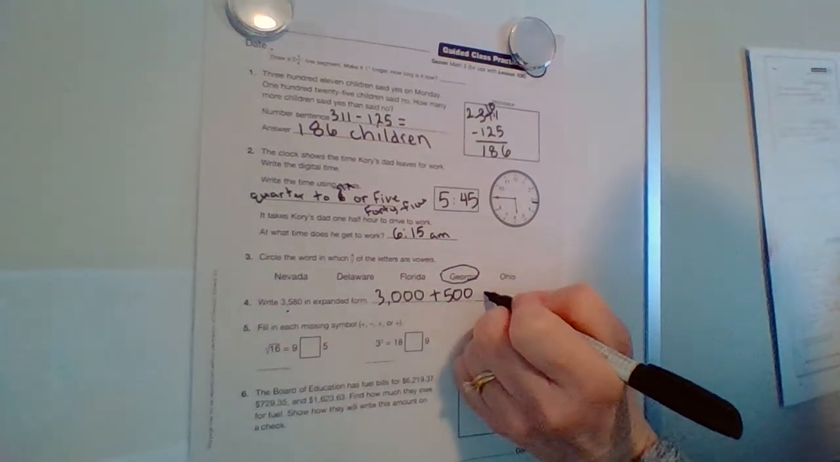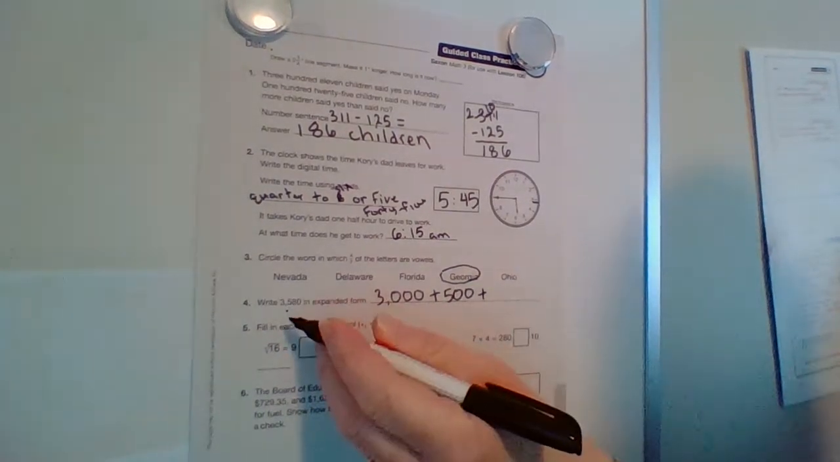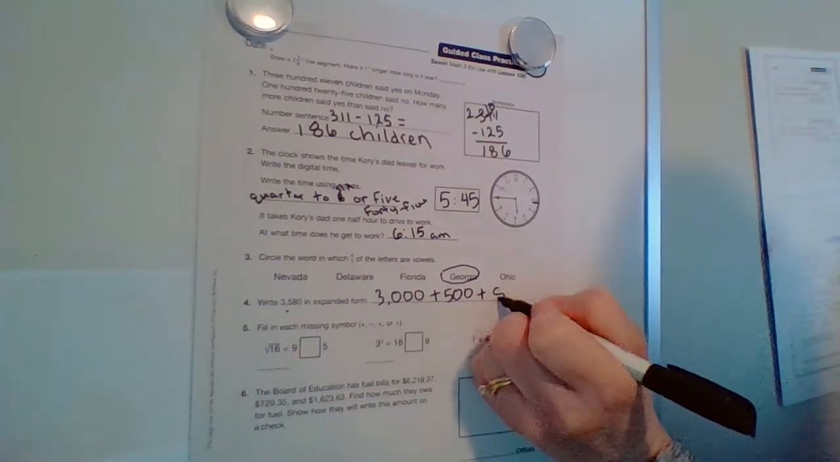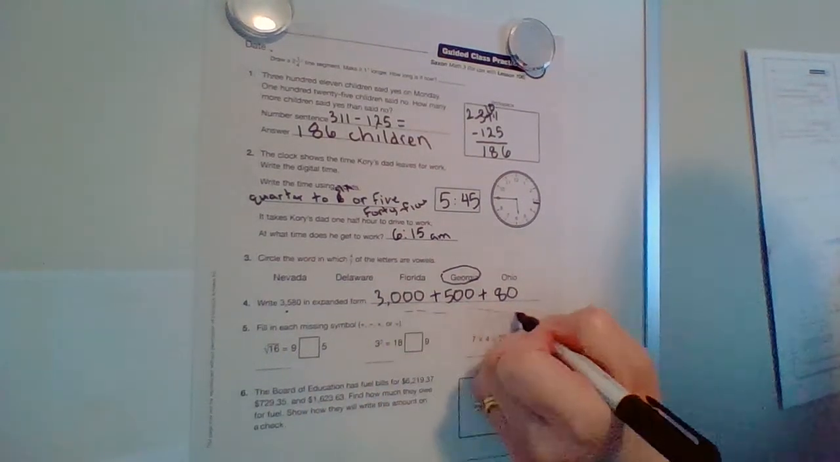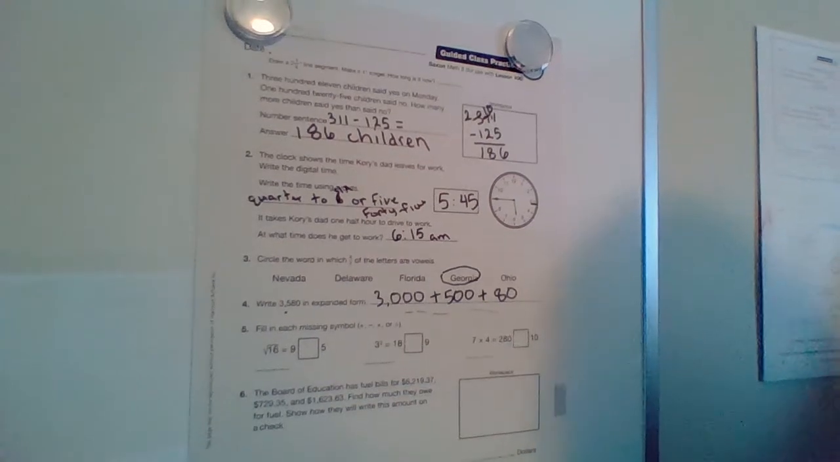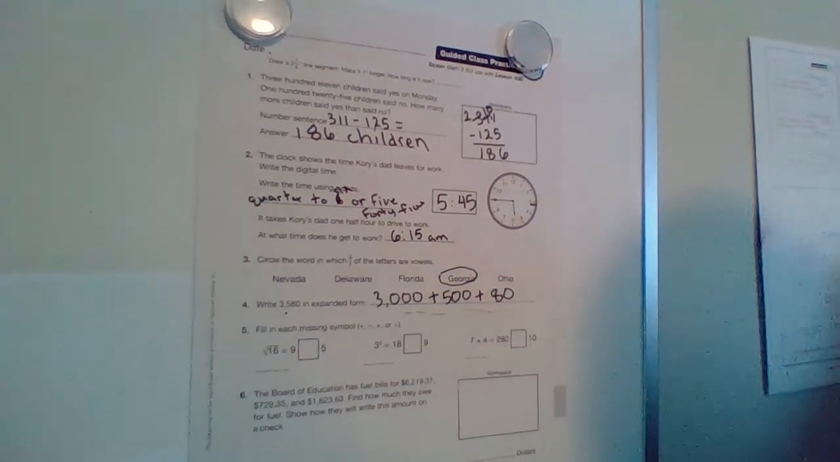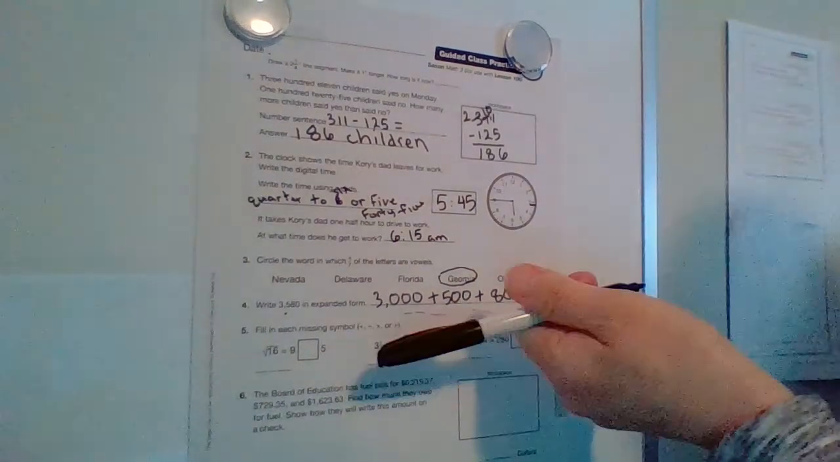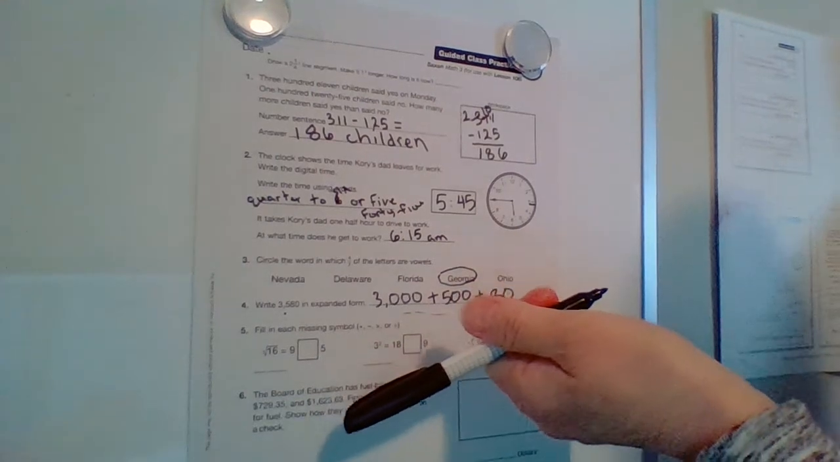500 plus sign. And then we just have 80. This is what I want to see. I don't want to see words. This should be numbers. Okay? All right, number 5. It says fill in the missing symbol.